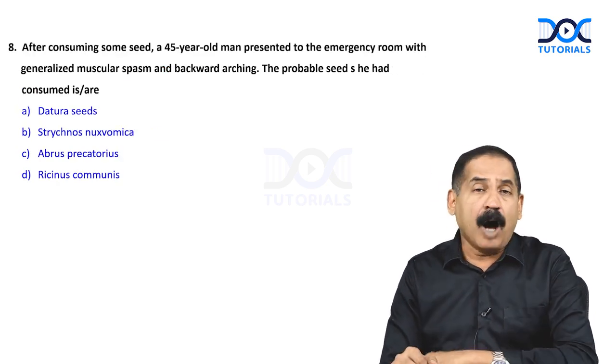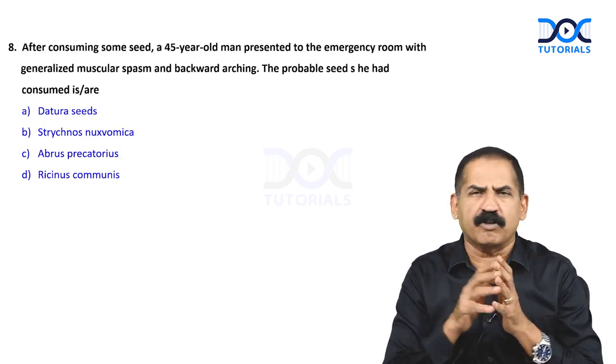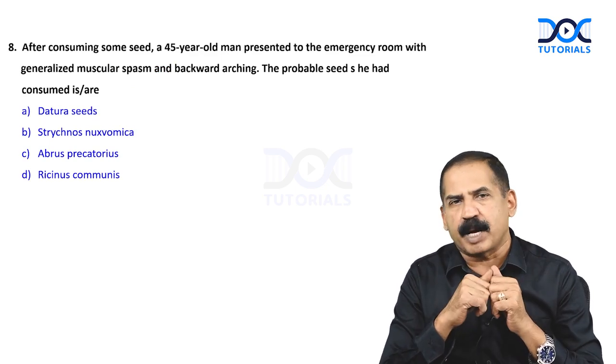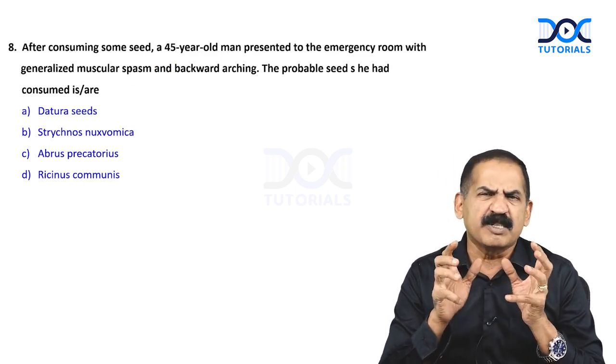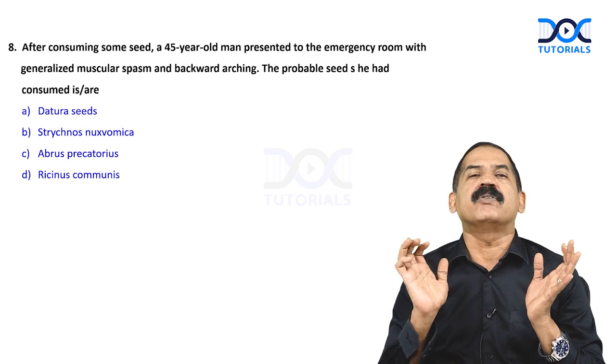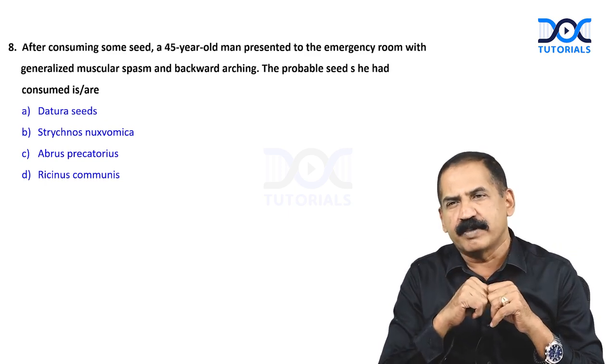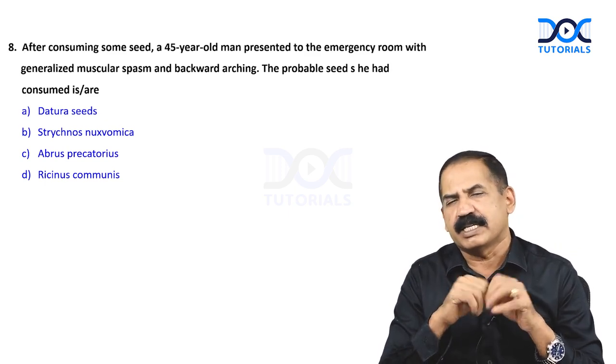Number 8. After consuming some seed, a 45-year-old man presented to the emergency room with generalized muscular spasm and backward arching. The probable seed he had consumed is or.